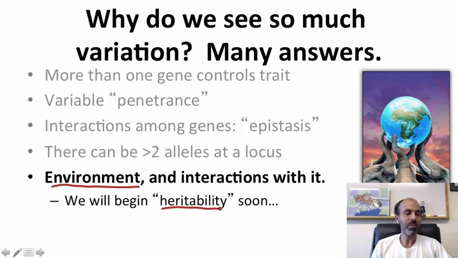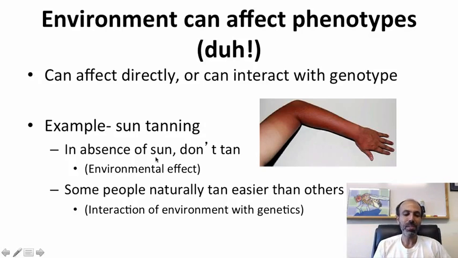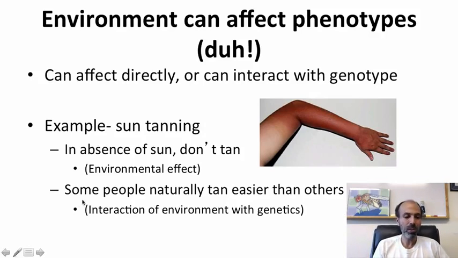But this is one of those things that is probably really obvious. The environment can affect phenotypes. It can either affect them directly or they can interact with genotype. Probably one of the simplest examples many of you have experienced is sun tanning. In the absence of sun, you don't tan. So clearly that is an environmental effect. And I'm not talking about tanning beds, of course. And also, many of you probably know that some people naturally tan more easily than others. Right? That there are some genotypes out there that will tan very easily, and some genotypes that won't tan so easily. They're much more likely just to burn or to freckle or something like that. And that is an interaction of the environment with genetics.